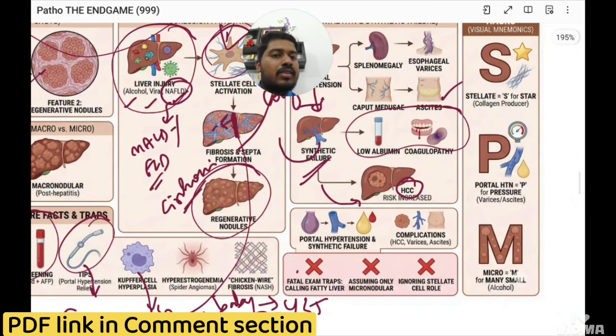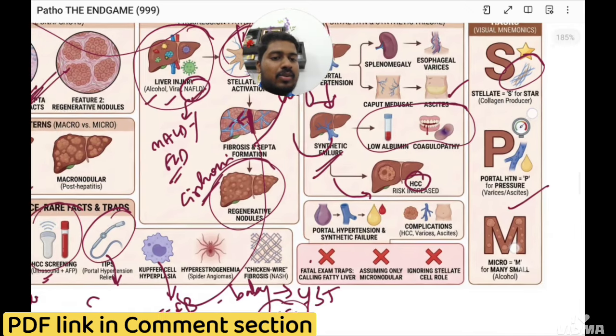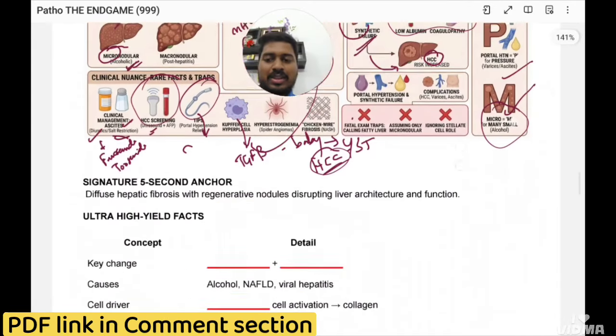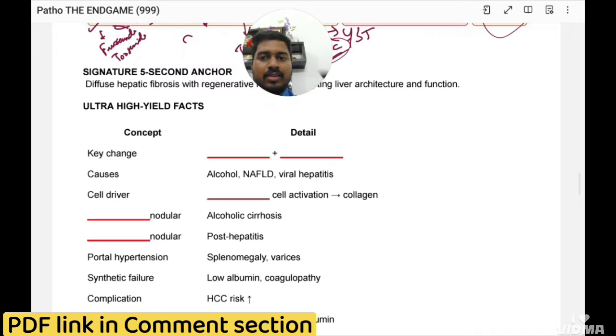Stellate is for star, which produces collagen. Portal hypertension I have told you, and then micro is for many, that is for alcohol. So let's solve the questions. Which are the two key factors of defining cirrhosis? One is fibrous septa or fibrosis, and second is regenerative nodules.